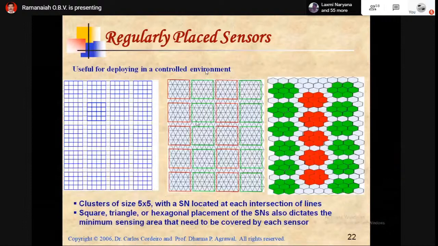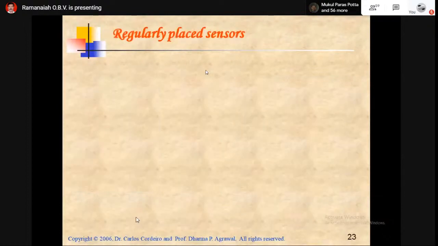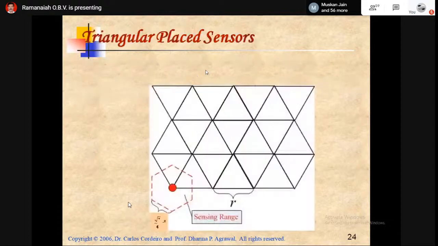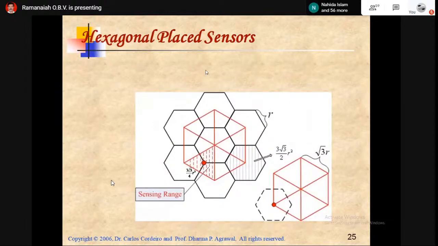But the positive thing is the sensing. There won't be any void. Nowhere is an area left without sensing. Every area, in the sensing area, every point is covered uniformly. That is ensured by this, right? And if you take, this is the same thing, more elaborated, right?